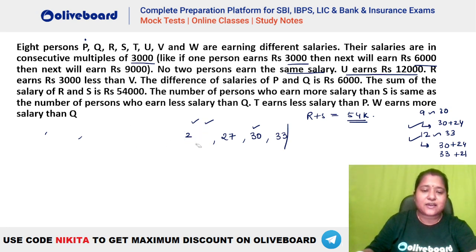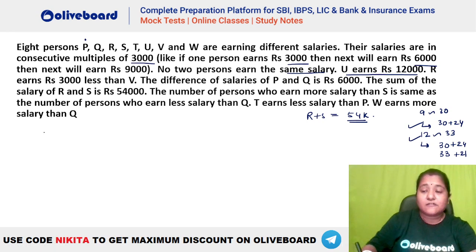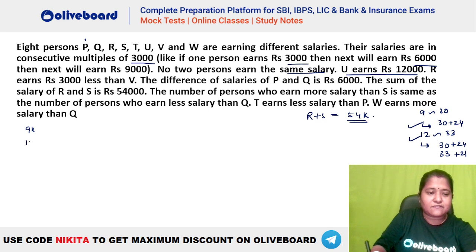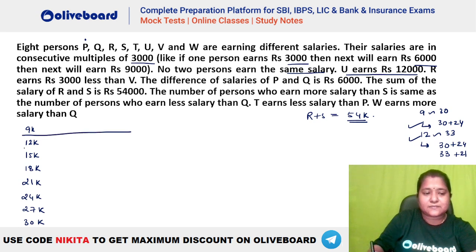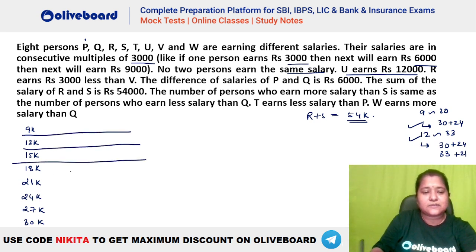Let's see what the possibilities are in here. Let's remove all this from here. Okay, so let's make the cases. We have 3 cases in here. First case is 9 to 30. Let's say this is your 9k. Then we have 12k, then we have 15k. Then we have 18k, then 21k. Then we have 24k, then 27k. And finally we have 30k here. This is the first case, where we are having one possibility.